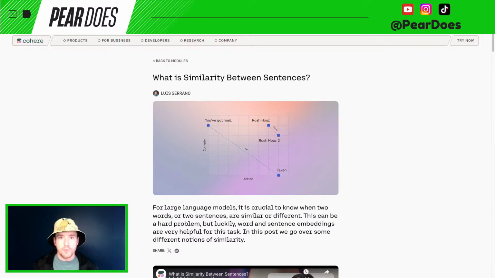You'll see those numbers come into play where they're plotted on these three-dimensional area graphs, per se, in vector space, to see where they're located relative to one another. For large language models, it is crucial to know when two words or two sentences are similar or different. This can be a hard problem, but luckily word and sentence embeddings are very helpful for this task. In this post, we go over some different notions of similarity.